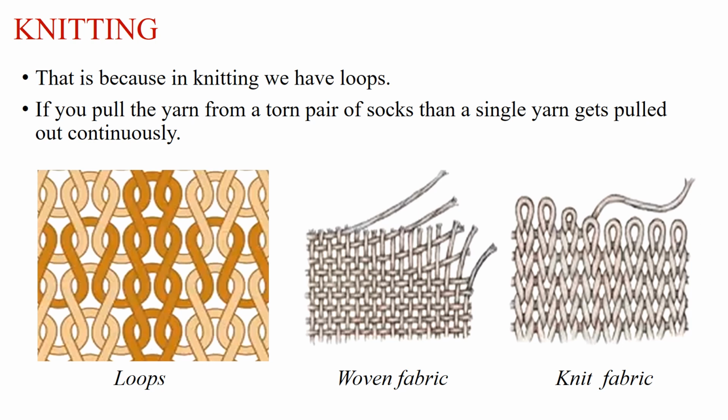Have you ever pulled the yarn from a torn pair of socks? What happens? If you pull the yarn from a torn pair of socks, then a single yarn gets pulled out continuously. That is the difference between woven fabrics and knit fabrics. In woven fabrics, we need two different yarns, and in knit fabric, we need a single yarn.